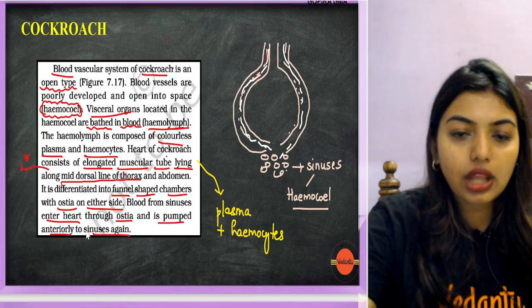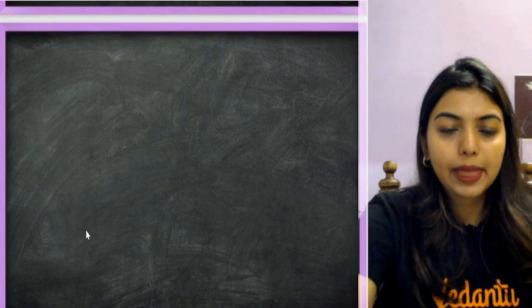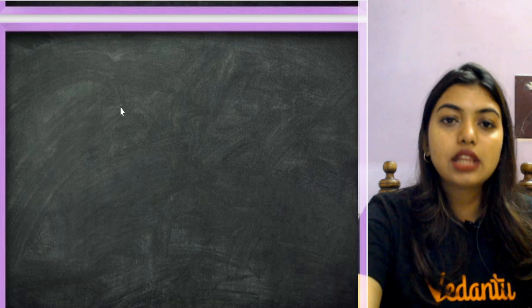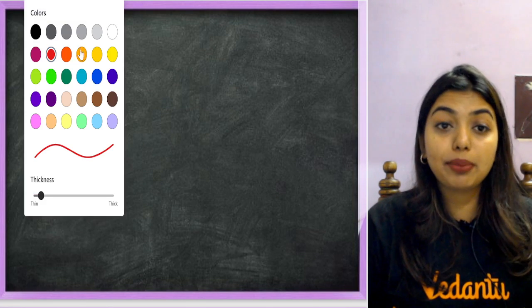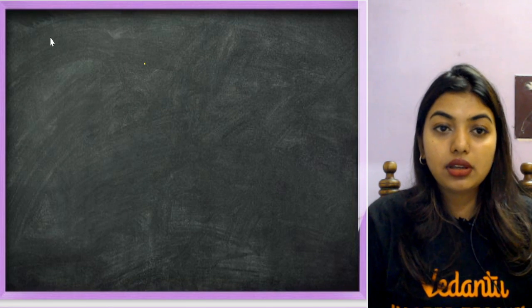Do not worry at all. I am going to explain and make you understand. So what they are trying to say is the cockroach has a 13 chambered heart. Yeah, 13 chambered heart.